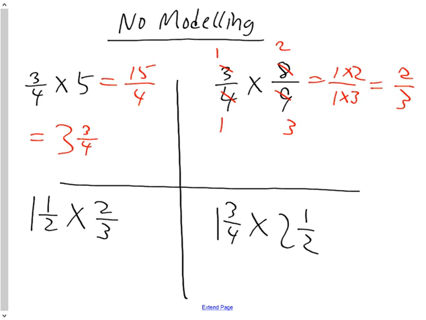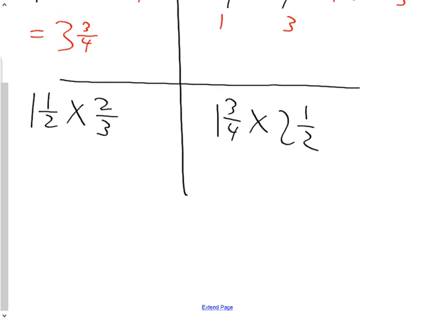Question 3 says 1 1/2 times 2/3. What we talked about last day is when you have mixed fractions, the easiest way to multiply them without modeling is to simply change them into improper fractions instead. So 1 1/2 is really 3/2 multiplied by 2 over 3. If you cross-reduce, this is going to be one of those questions that becomes quite easy to solve.